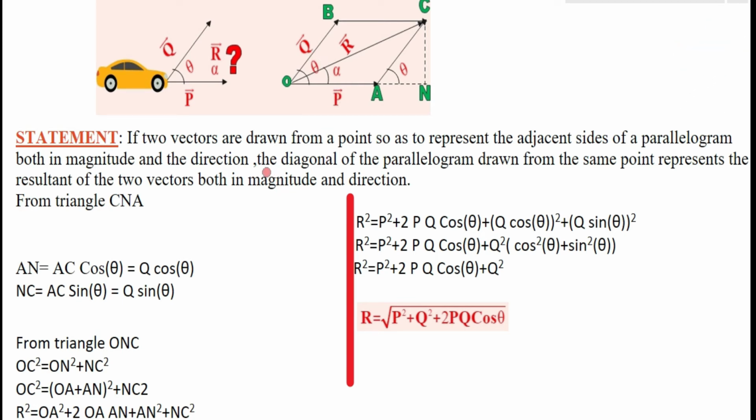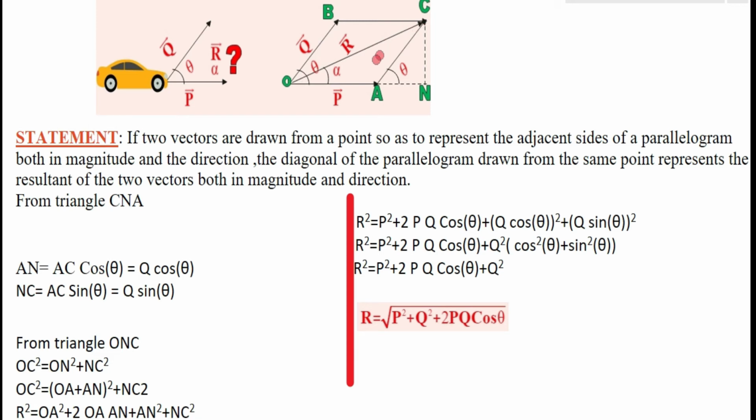Okay. Then the diagonal of the parallelogram drawn from the same point represents the resultant. So this diagonal R bar drawn from the same point O represents the resultant of these two vectors both in magnitude and direction. Okay, that means the resultant of this P bar and Q bar will be along this direction, which is nothing but the diagonal of this parallelogram.